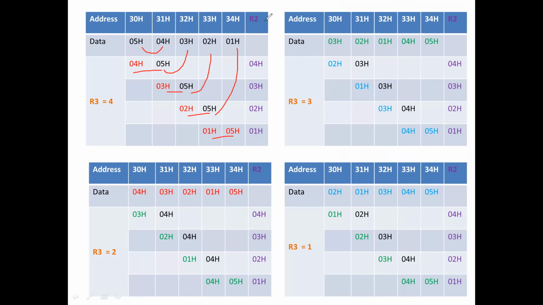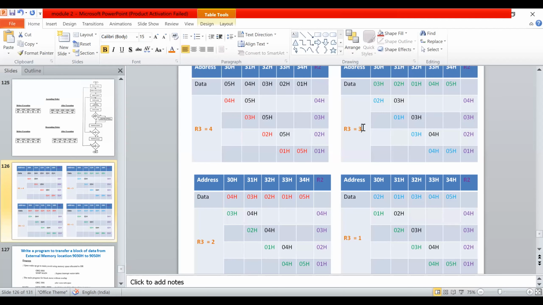Now you can see that this is the final value which is loaded in the corresponding location. This is the value I have taken here. Now this is the value when, once again, there is a small mistake. So here this is 2, this is 3.